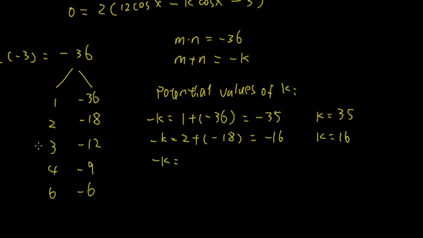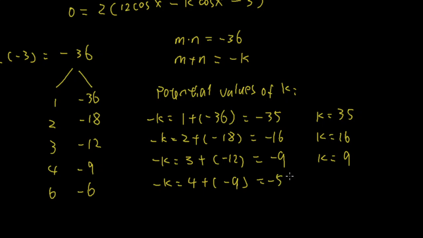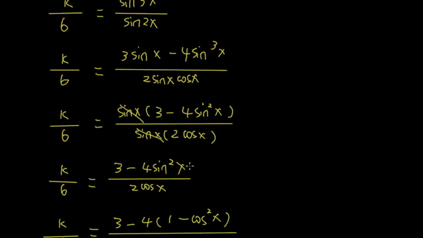Negative k equals, for this pair, 3 plus negative 12, which is equal to negative 9. Then k is equal to 9. This one here, this pair. Negative k equals 4 plus negative 9, and that's equal to negative 5. Then k is equal to 5. This pair here. Negative k is equal to 6 plus negative 6. That's equal to 0. Then k is equal to 0. Okay. Go back to the question here.